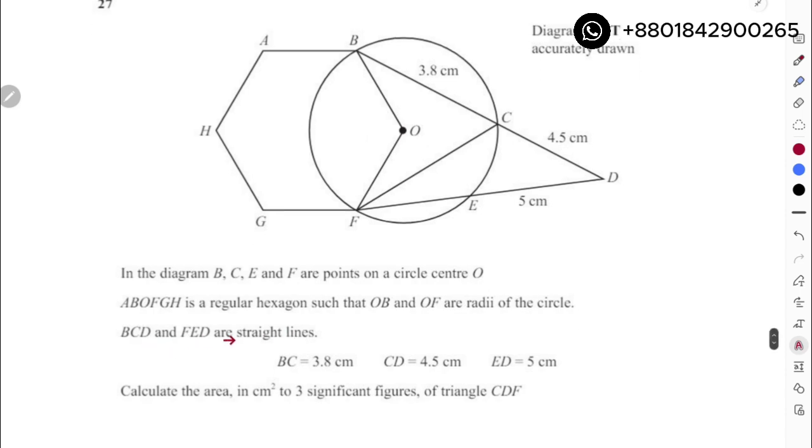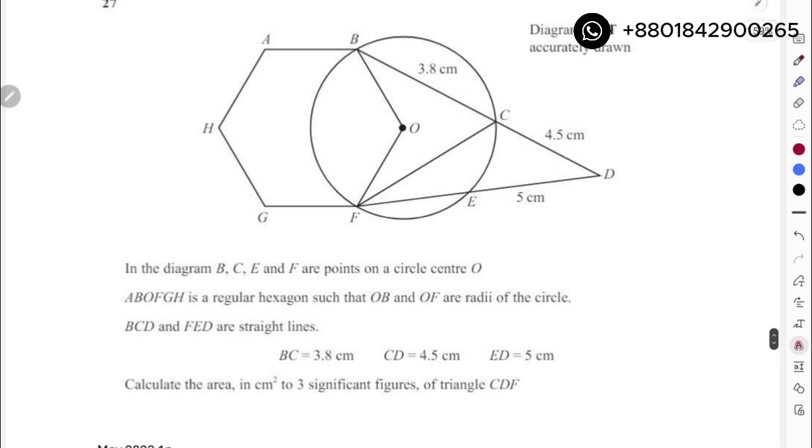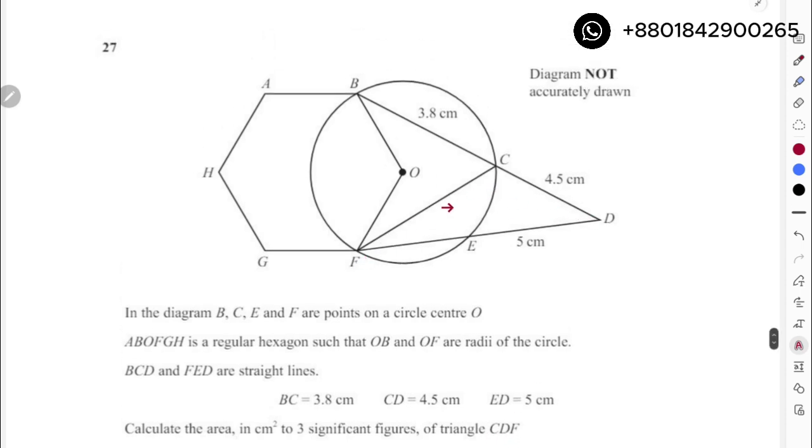This time they've given you the information that BCD and FED are straight lines, whereas BC is given as 3.8, CD is given as 4.8, and ED is given as 5. Calculate the area, to three significant figures, of the triangle CDF. CDF. We want to find out the area of this triangle.